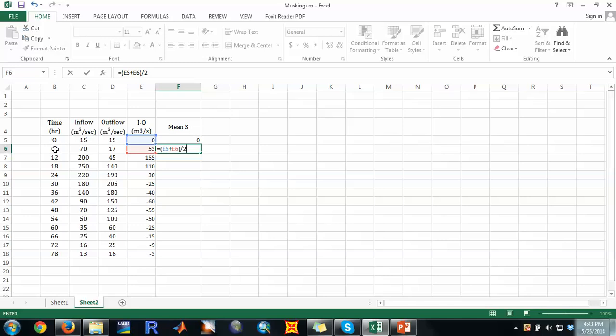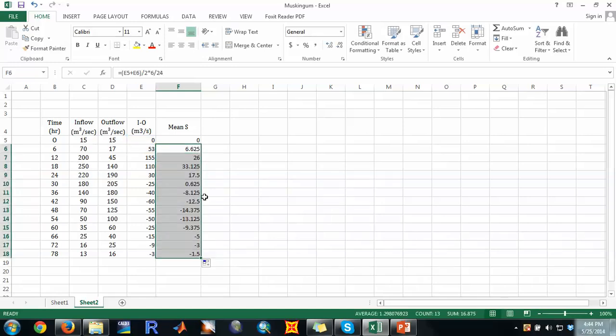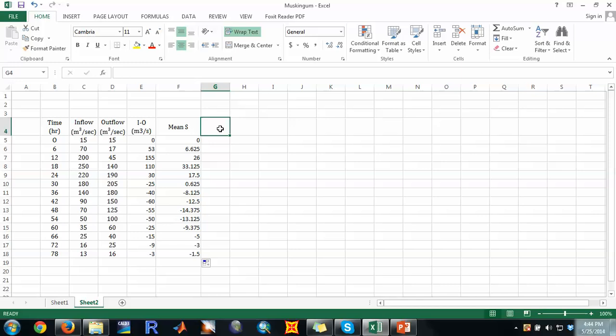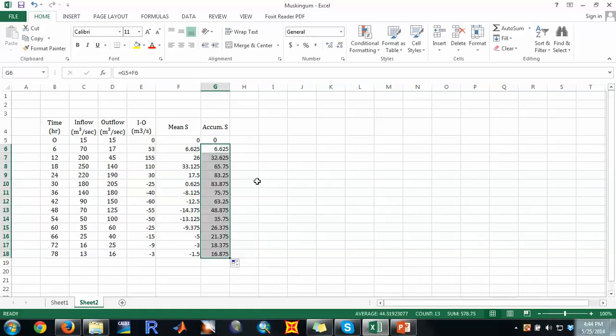So we have the delta t of 6 hours. If you multiply this by the ratio of the delta t of 6 hours to the day, we will have this value in meter cube per second per day. You can calculate these values on the same principle. Now you can calculate the accumulated storage. At this time we have 0. At this time we have the previous storage plus the current mean storage. Then calculate the other two the same way.